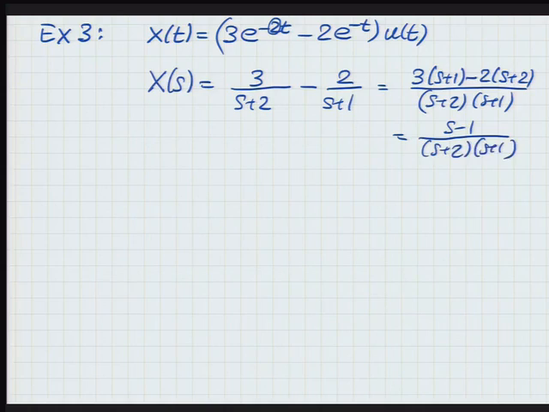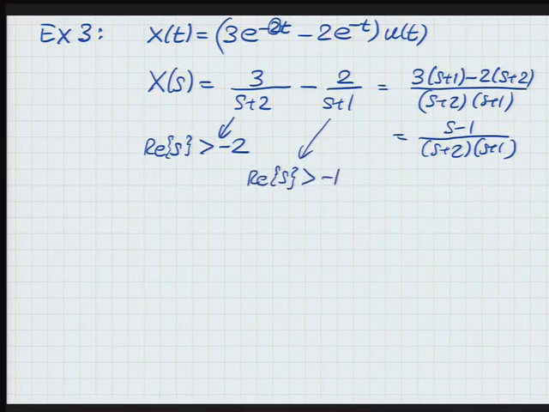All right. What is the ROC? For the first part to converge, we need real part of S to be bigger than negative 2. And for this, we need it bigger than negative 1. I need both because I have both terms. So the more restrictive of the two is this one, right? So that is the ROC of the whole thing.